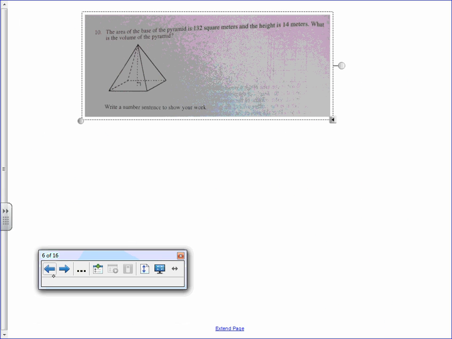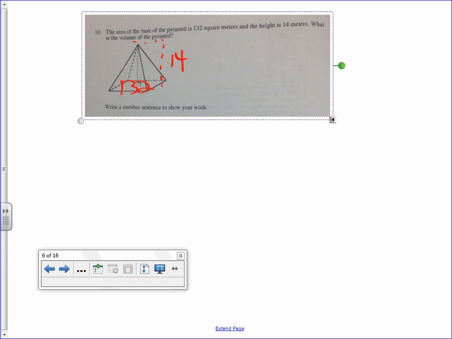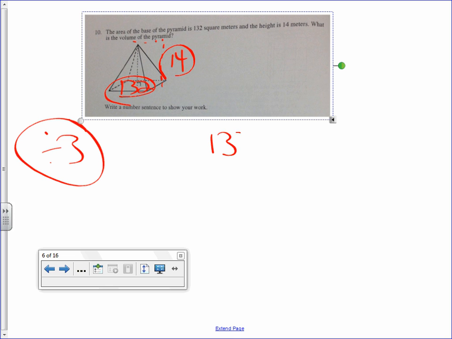The area of the base of the pyramid. Excellent. They already have it for us. 132. The height is 14. What is the volume of the pyramid? Well, we're finding the volume of the pyramid. We're dividing by 3. First of all, we have to find out what the volume of the shape is as if it was a cube. So I have to multiply my base times my height. 132 times 14. There's a lot of multiplication on this test, kids.